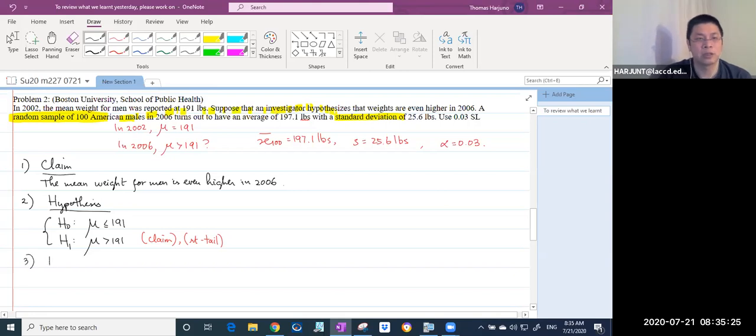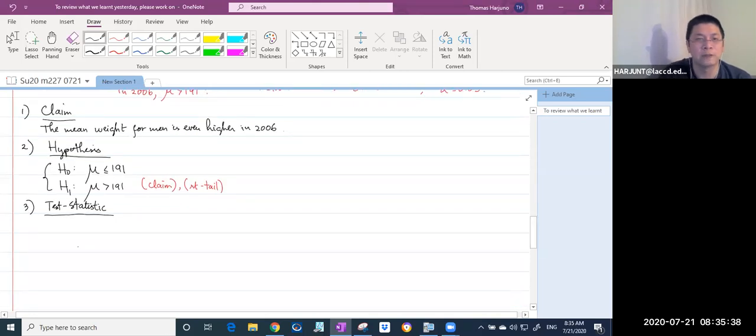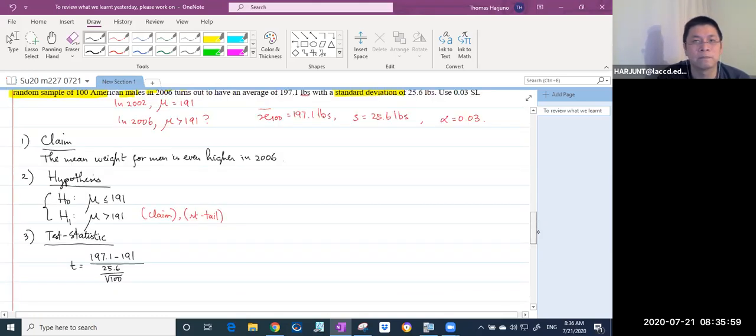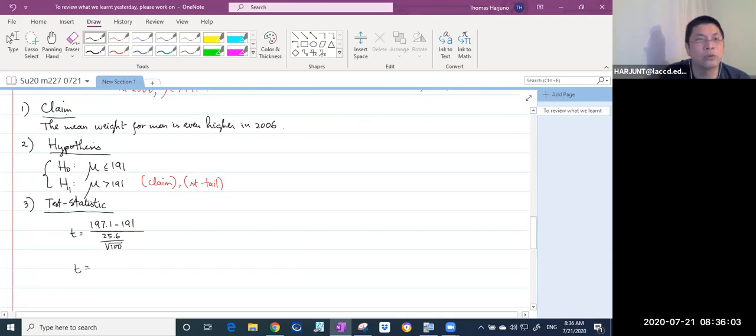Step 3, test statistic. Because we don't know the population standard deviation, we will use t. So t equals, what is the sample mean here? 197.1 minus 191, that's the one being claimed, over 25.6 over the square root of 100. So I get t equals, let me just do this, 6.1 divided by 2.56. I get 2.38281.